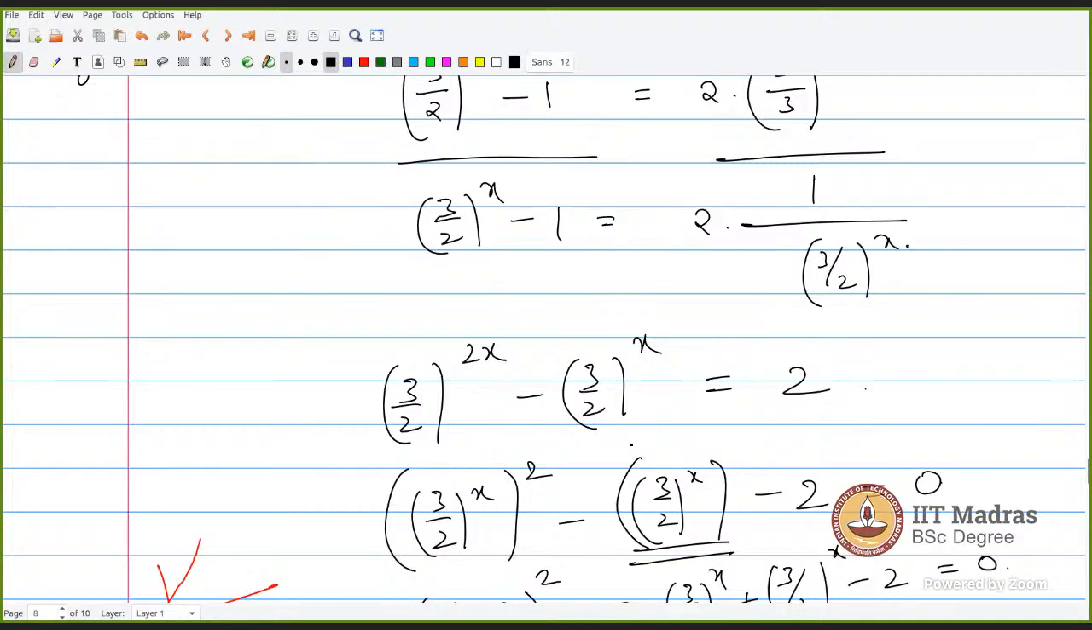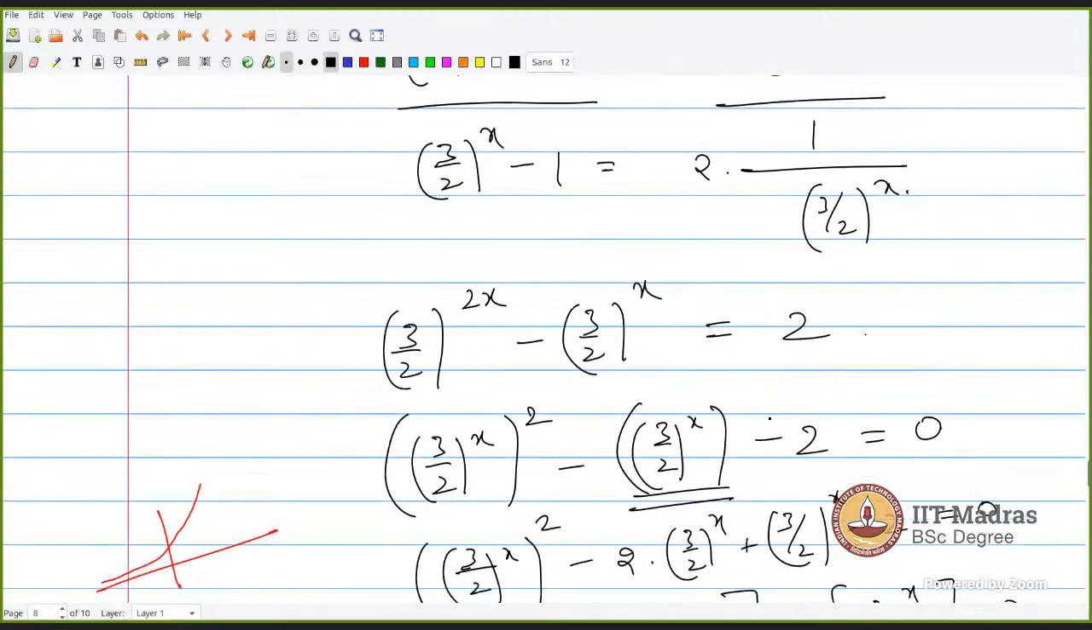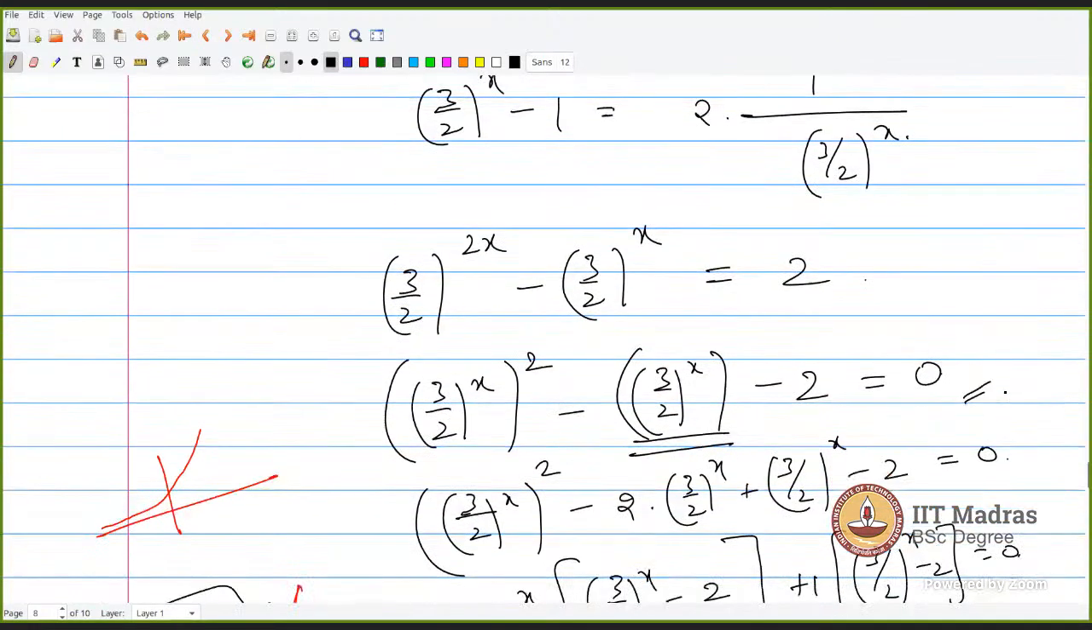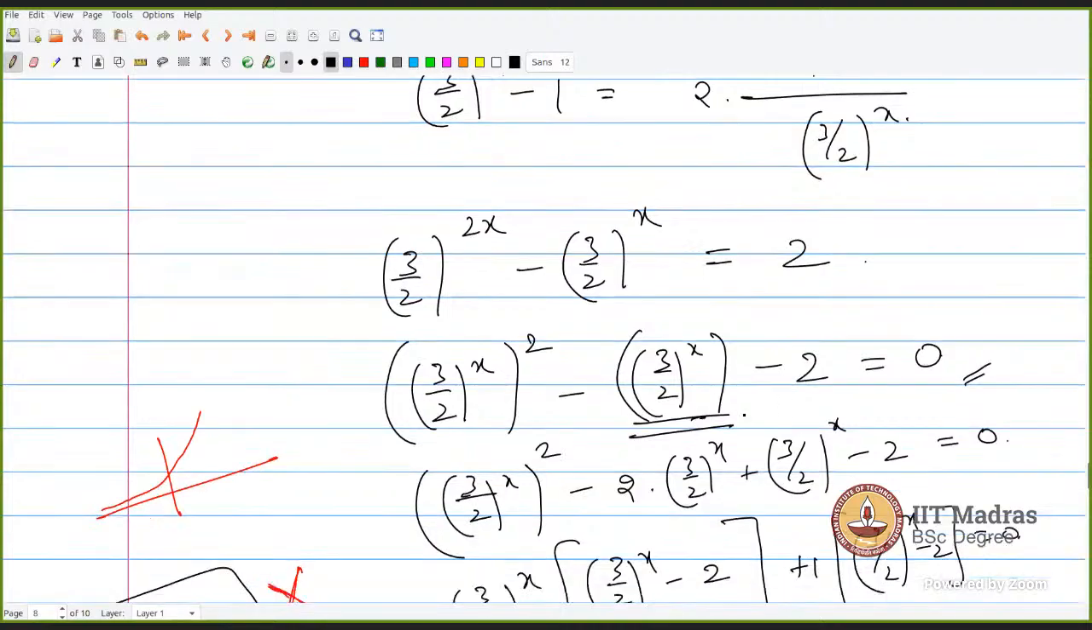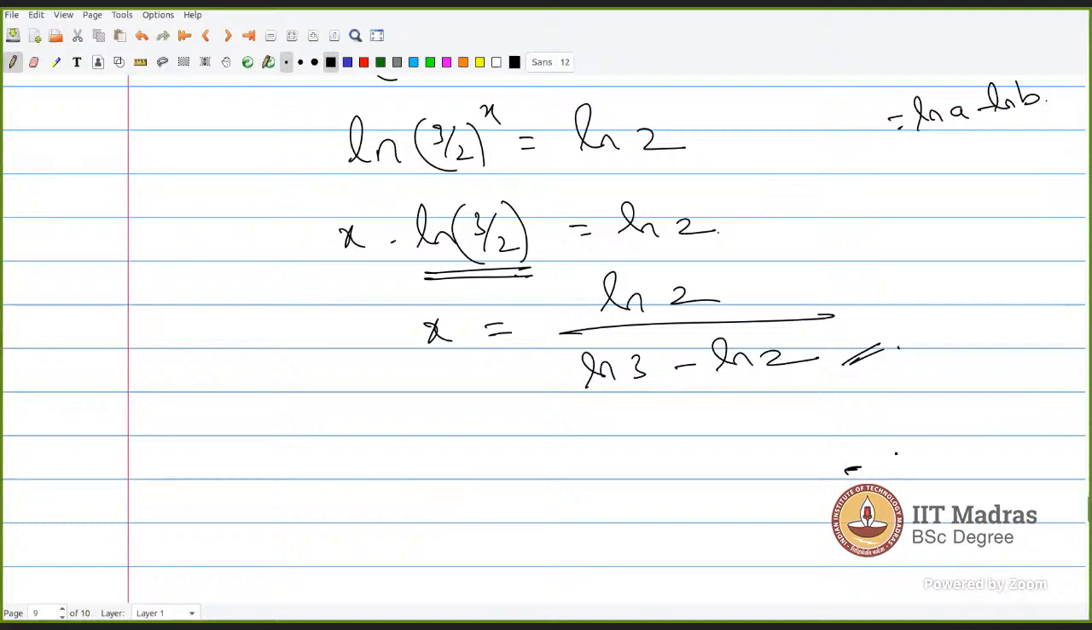I'll get this. Now this will convert into a quadratic equation, where my variable is 3 by 2. Okay, fine. Sir, shall we end the one session doubt then? Yes.